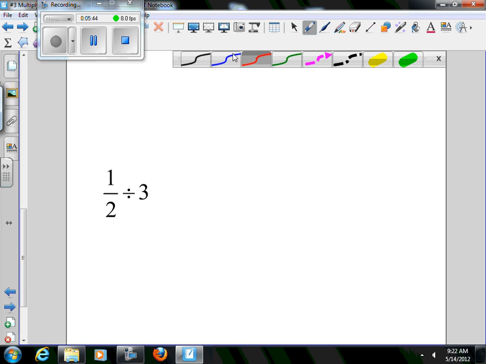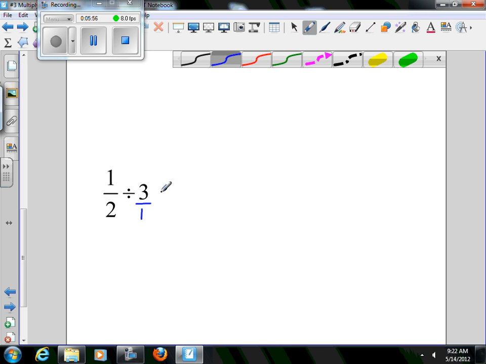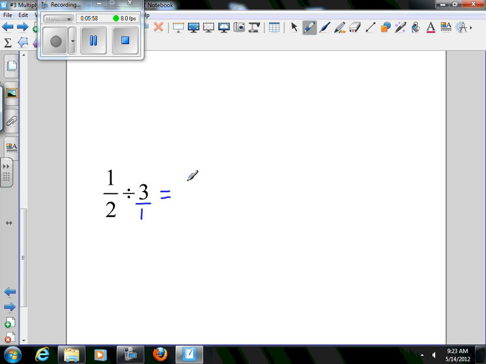Let's try this next one. Now, we have 1/2 divided by 3. 3 is not a fraction. Let's make it into a fraction by slipping a 1 underneath it. Now remember, what we have to do is keep the first fraction, take the reciprocal of the second fraction, which is 1/3, and change the division sign to multiplication.